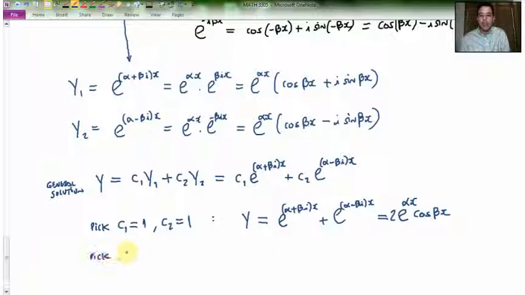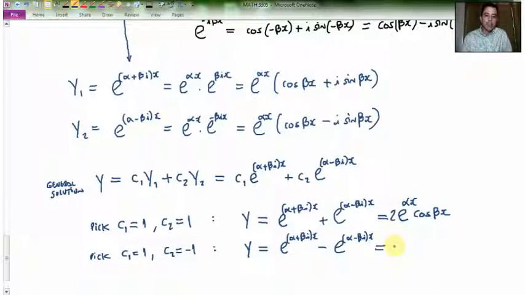Now if I pick C1 equals 1 and C2 equals negative 1, then I get another solution. It will be minus here. Well, if it's minus, then the first one gets eliminated, and then we have twice the i there. So this would be 2i e^(alpha x) sine beta x.